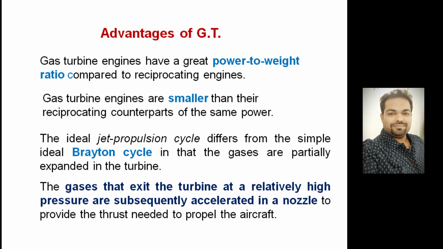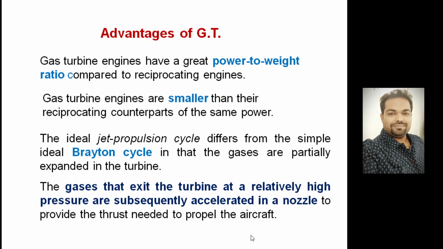The ideal jet propulsion cycle differs from the simple ideal Brayton cycle. In that case, gases are partially expanded in the turbine, right? In the jet propulsion cycle, gases are partially expanded, partially in the turbine and finally in the nozzle. The gases that exit the turbine at a relatively high pressure are subsequently accelerated in a nozzle to provide the thrust needed to propel the aircraft in the case of jet propulsion.